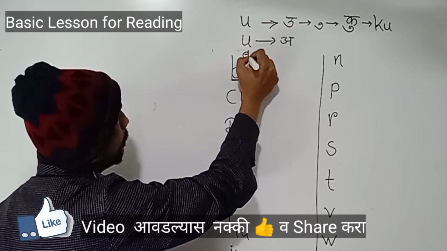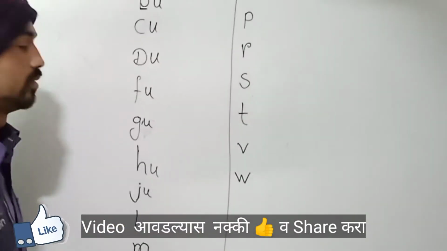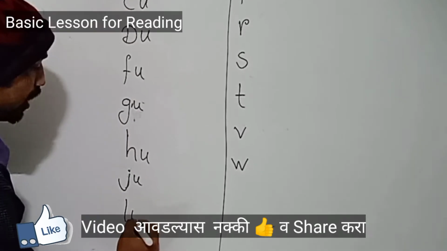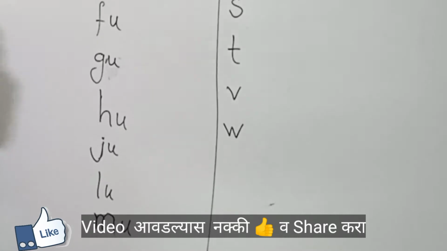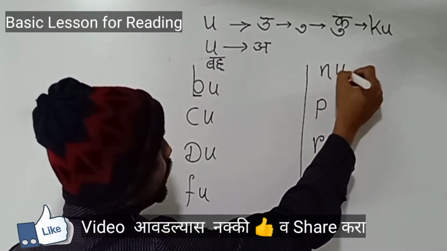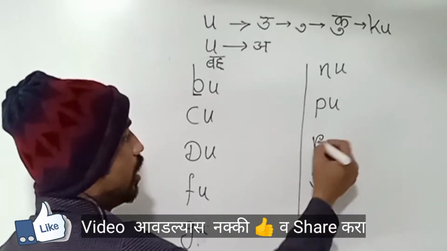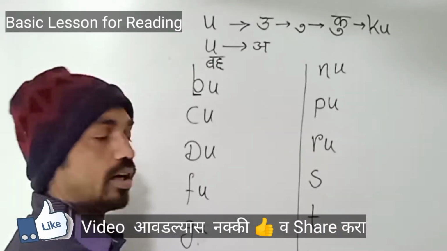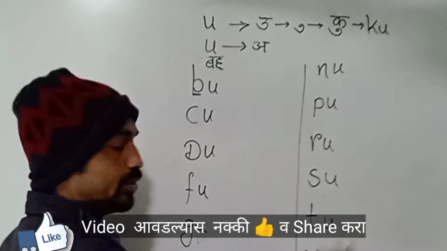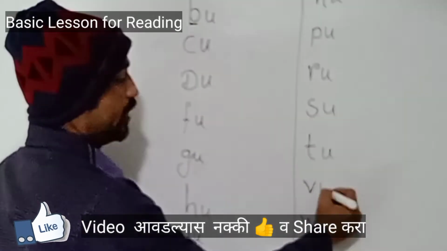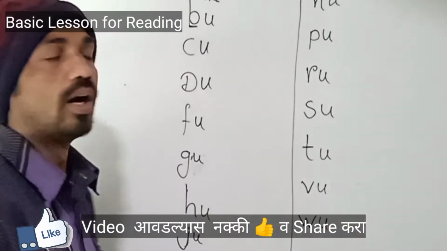Like this: ba, ba. LU la, MU ma, NU na, PU pa, RU ra, SU sa, TU ta, VU va, WU va.